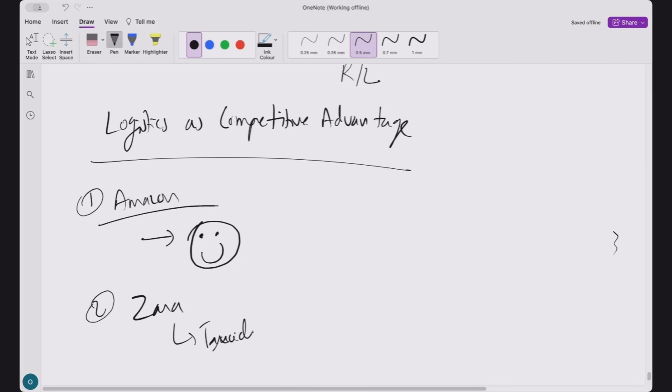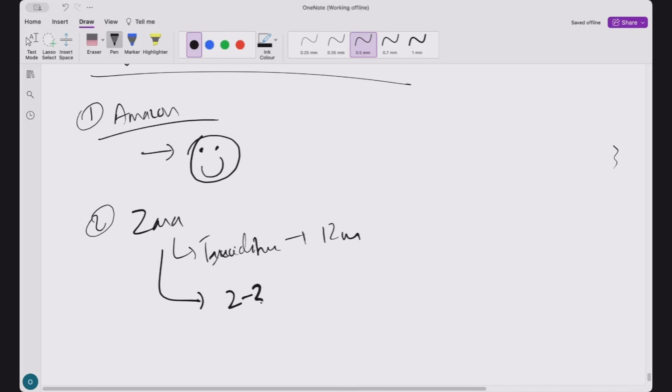Traditional 12 months. But Zara's approach, design based on current trends, manufacture mostly in Spain, Portugal, and Morocco. They manufacture in small batches, test the market response, then frequent replacement twice per week, and new design in stores within 2 to 3 weeks. Zara's timeline is 2 to 3 weeks.